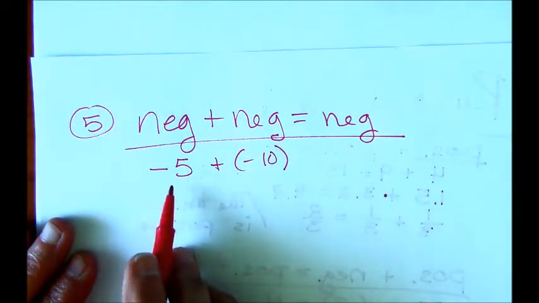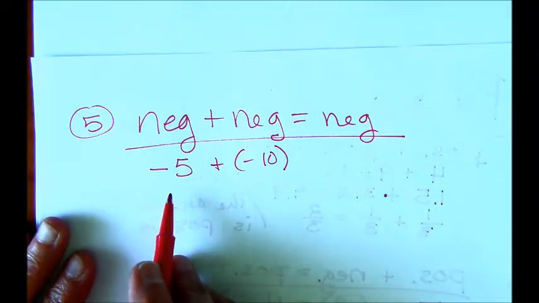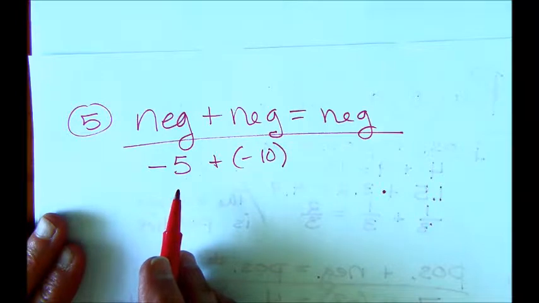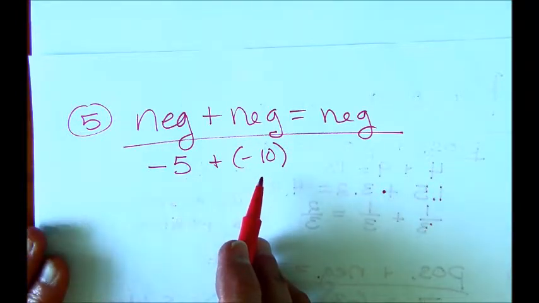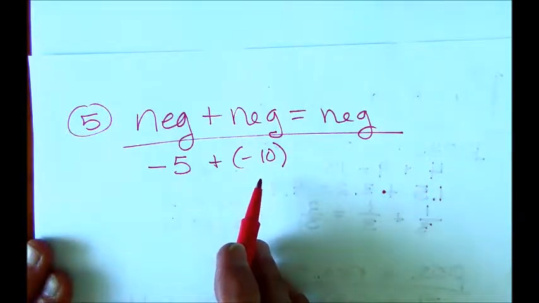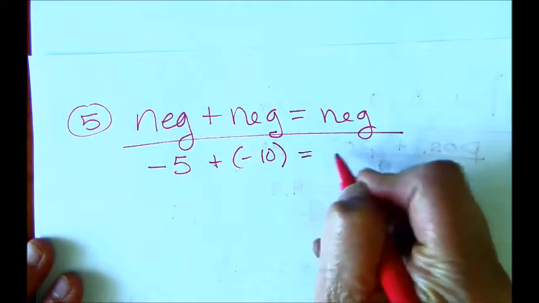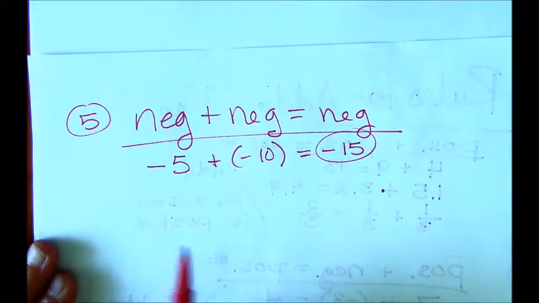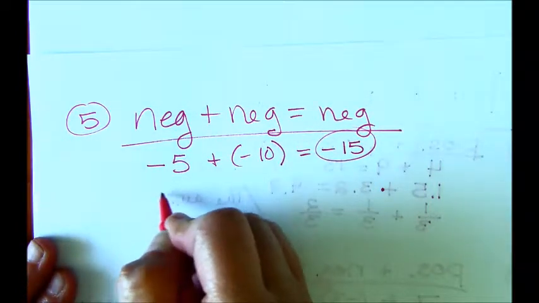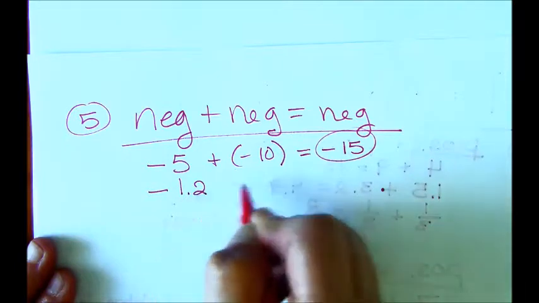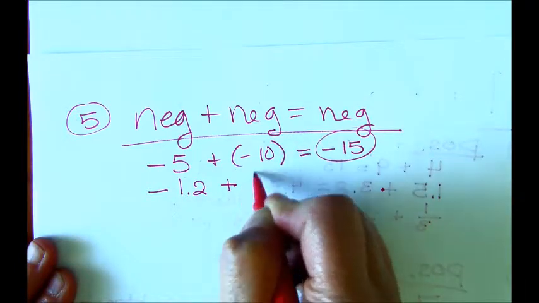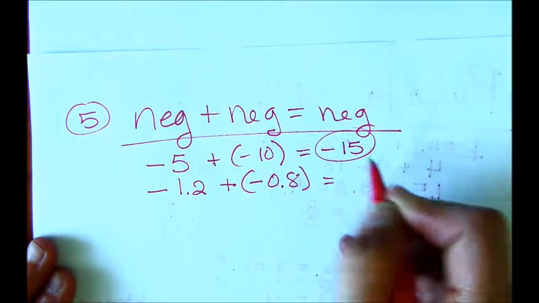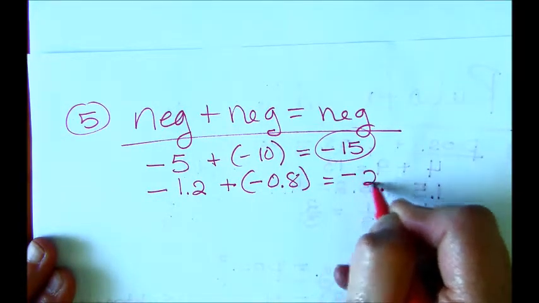Okay, and really how you can think of this is in terms of money. You know, I owe $5, and then you have another debt of $10. So what is your total debt? Well, you now owe $15. Okay. With decimals, we could have negative 1 2/10 plus a negative 8/10. That's going to give us a total negative of 2.